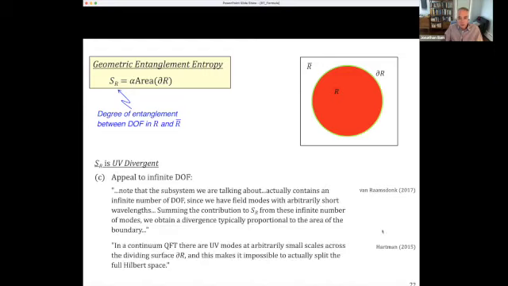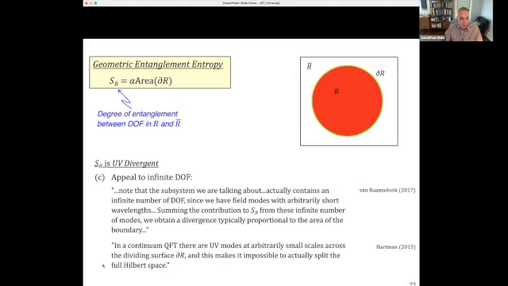Now, yet other authors appeal explicitly to the infinite degrees of freedom of a quantum field theory. So Van Raamsdonk, in his lectures on gravity and entanglement, states that the subsystem we were talking about actually contains an infinite number of degrees of freedom. Since we have field modes with arbitrarily short wavelengths, when we sum the contribution to the entanglement entropy with respect to this region R from these infinite numbers of modes, we obtain a divergence proportional to the area of the boundary. And Hartman, in his lectures on quantum gravity and black holes, makes a similar statement.